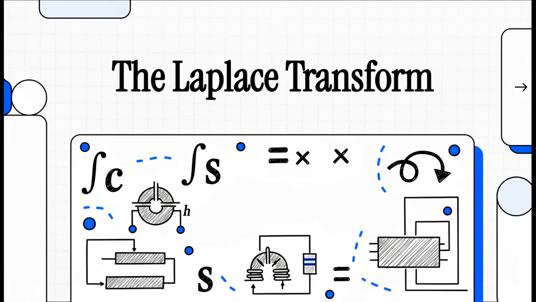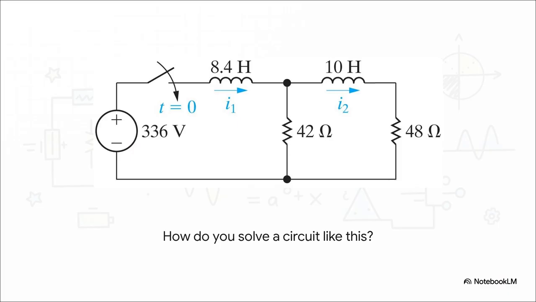You ever look at a circuit diagram, one that's packed with inductors and capacitors, and just feel your brain start to hurt a little? Well, today we're going to talk about a mathematical superpower that can take one of the toughest parts of electronics and make it, well, a whole lot easier. So you flip a switch in a circuit like this, and things get complicated, fast.